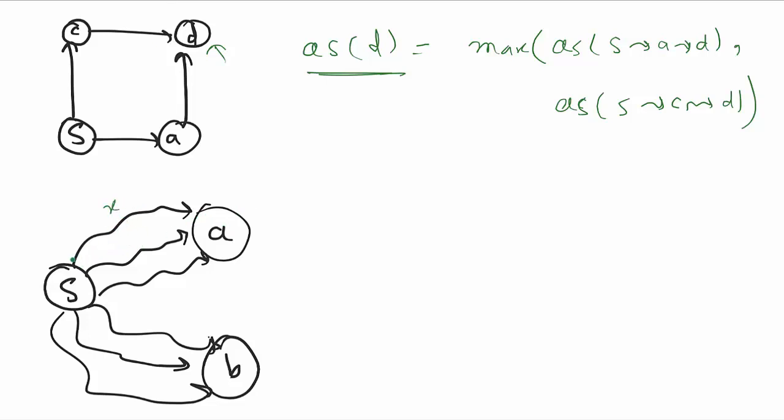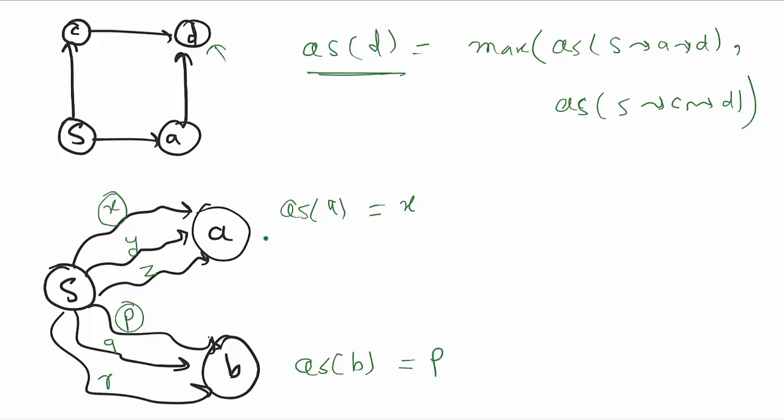So let's say this path has quality score X, this path has quality score Y, this path has quality score Z. Similarly, let's say this has P, this has Q, this has R. Further, let's assume that X is the greatest among XYZ, and similarly P is the greatest among PQR. Now, what will be the quality score of A? It will be the maximum of XYZ, and let's assume it is X. Similarly, what will be the quality score of B? It will be the maximum of PQR, and let's assume it is P.